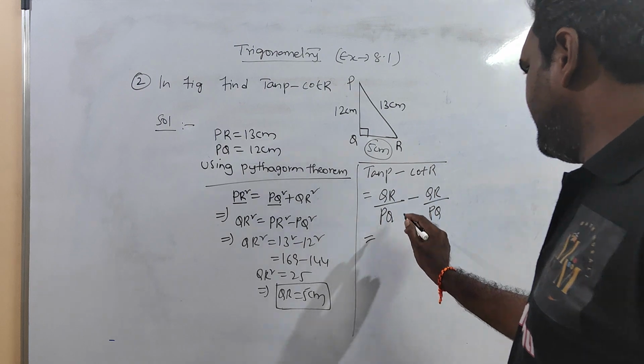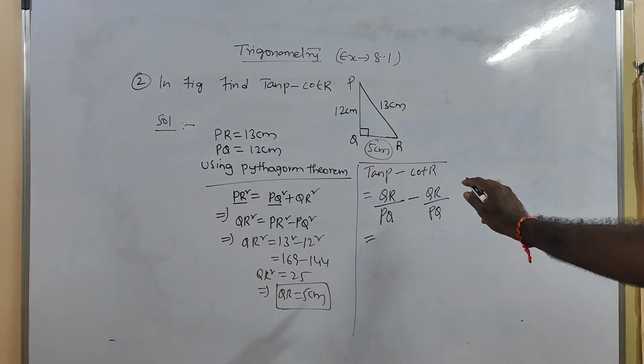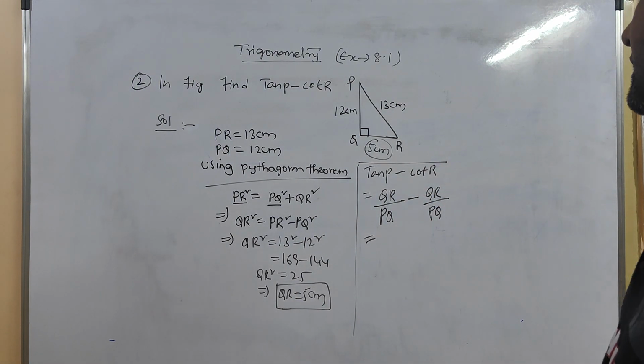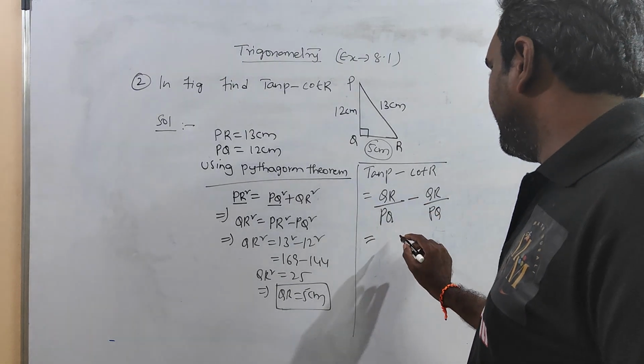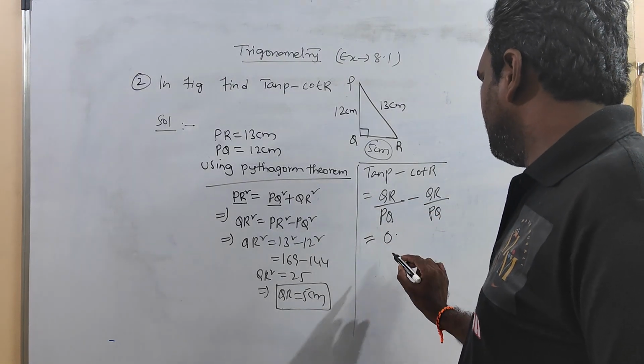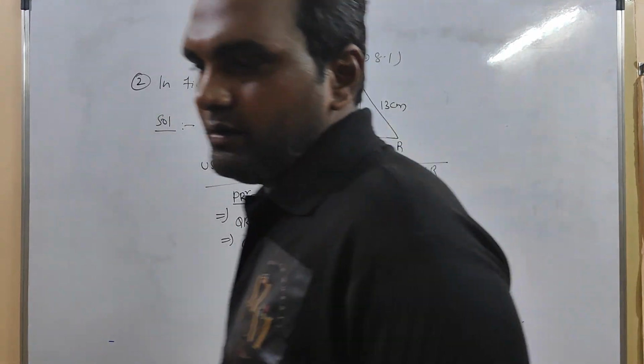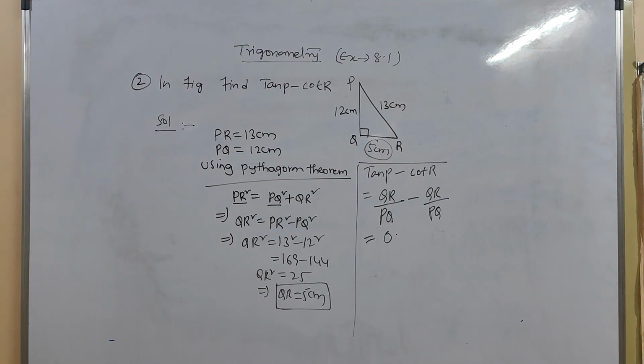See, no need of substituting here. QR by PQ minus QR by PQ, both came the same. Correct or not? If you want, you can substitute, or else directly you can write the answer will be 0. The answer will be 0. That is regarding the second problem. Am I clear or not?